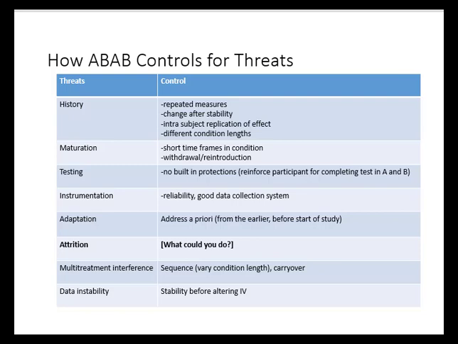Attrition remains a possible threat. What could you do to control for the threat of attrition if you're trying to establish external validity with an AB design?